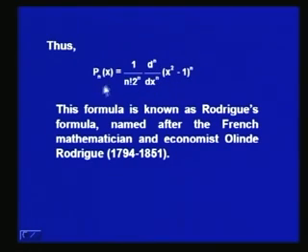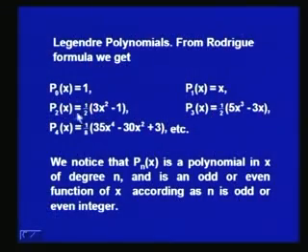This formula is known as Rodrigues formula, and it is named after the French mathematician and economist Olinde Rodrigues, 1794 to 1851. Now, from the Rodrigues formula, if we find the values of P_0(x), it turns out that P_0(x) is 1, P_1(x) is x, P_2(x) is 1/2 into (3x² - 1), P_3(x) is 1/2 into (5x³ - 3x), P_4(x) is 1/8 into (35x⁴ - 30x² + 3), and so on.